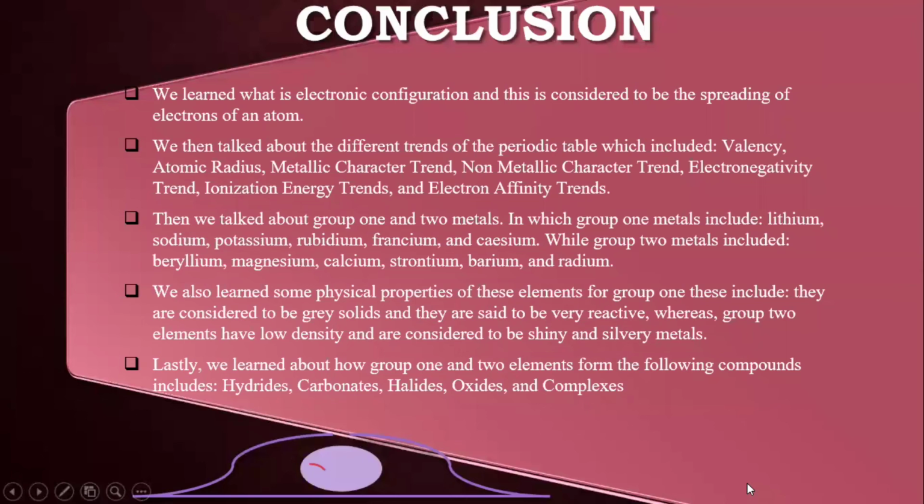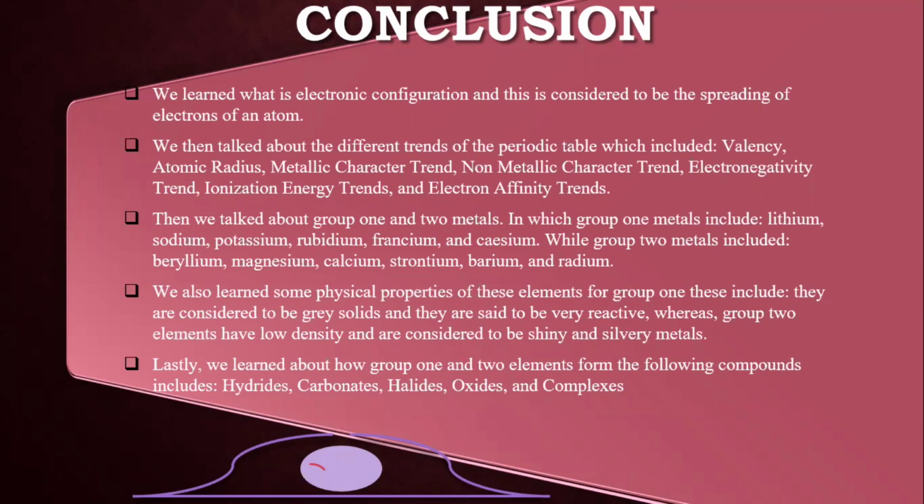Okay, conclusion. We basically learned what electron configuration is, which is the arrangement of electrons of an atom. We then talked about the different trends of the periodic table, which included valency, atomic radius, metallic character trend, non-metallic character trend, electronegativity trend, ionization energy trend, and electron affinity trend.